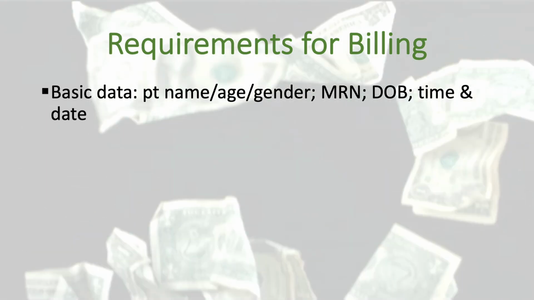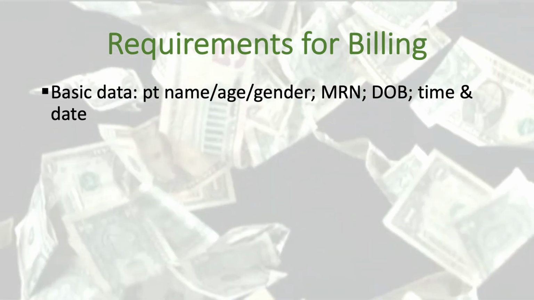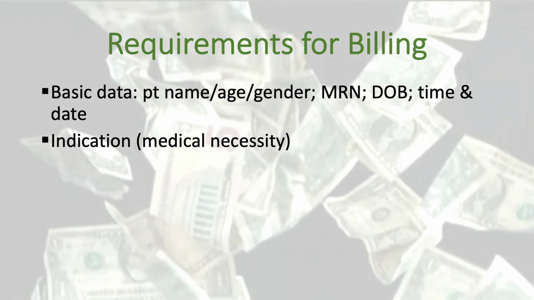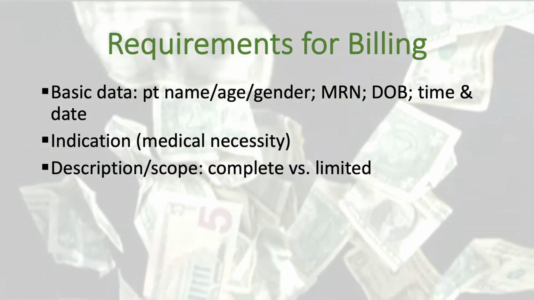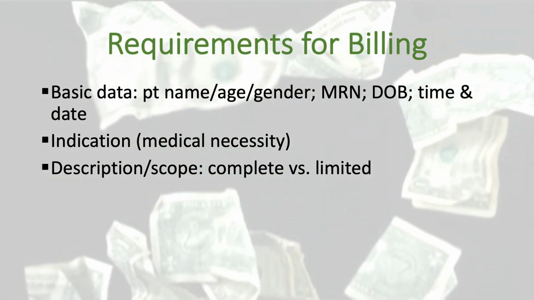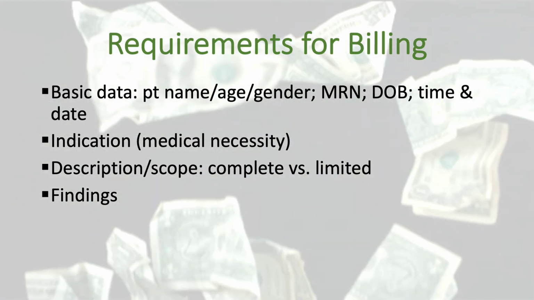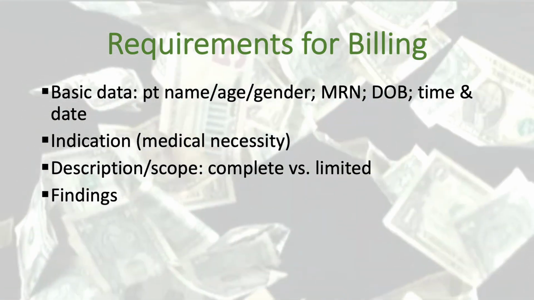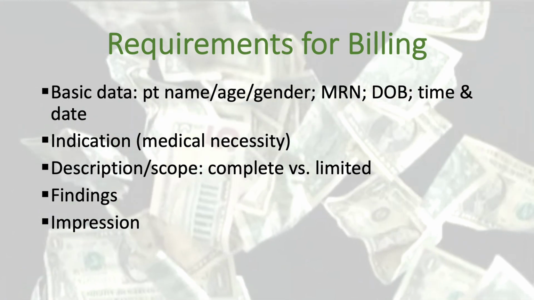for your exam. So of course, basic data is always there: the patient name, age, gender, MRN, date of birth, time and date of your exam, and then the indication for why you're doing the examination. For example, assess the volume status in a patient with possible dehydration, and then you describe what you're seeing. Is this a complete exam of the IVC, or a complete cardiac exam, or a limited cardiac exam? And then what are your findings? For example, this image or video shows an IVC of 2 centimeters that collapses more than 50%, which might indicate dehydration. This is your impression.